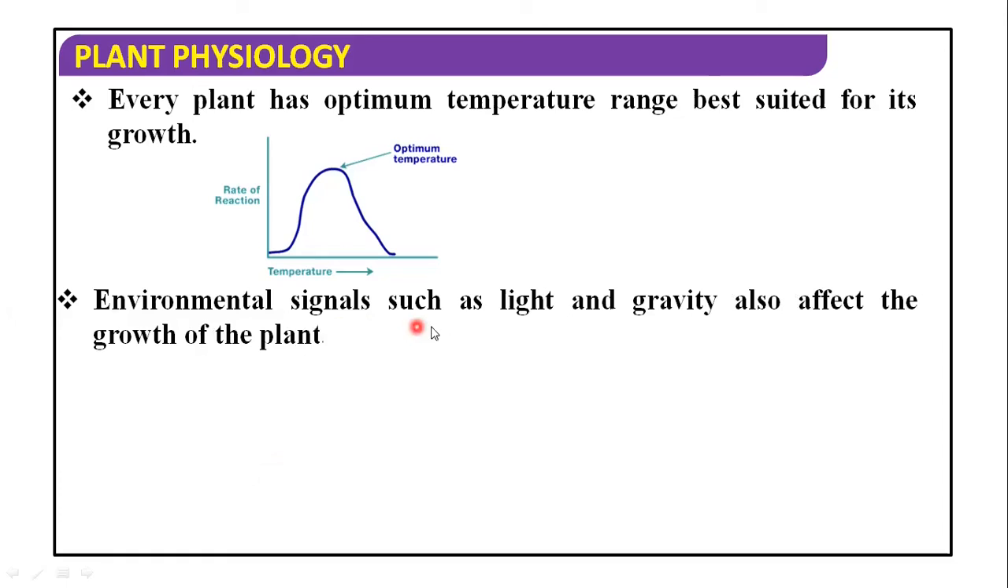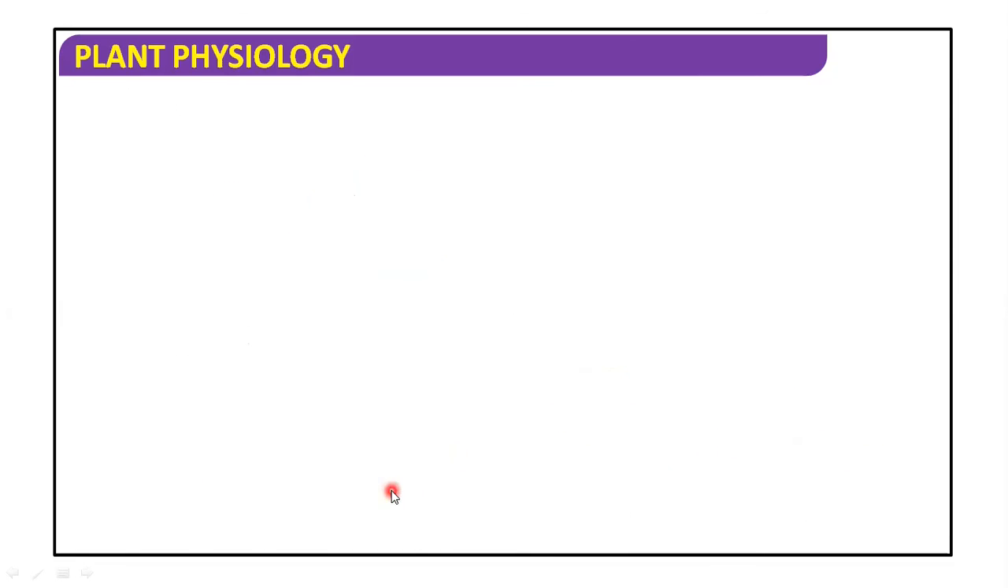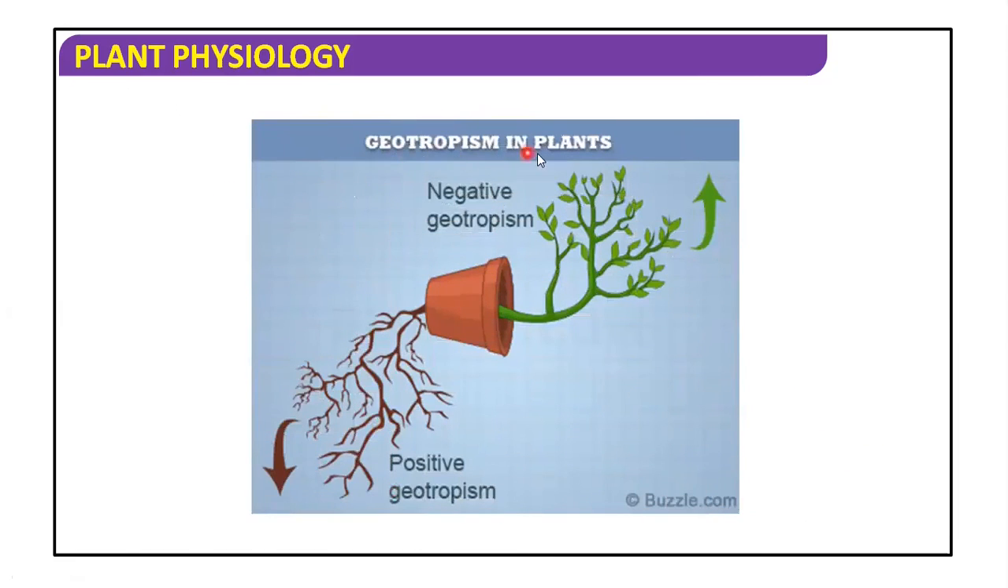So environmental signals such as light and gravity, meaning gravitational growth and growth towards the light, are very important in the plant. See, these are the examples. Here is the growth towards light. In darkness, the plant cannot grow. Geotropism in plant: this is negative geotropism and this is positive geotropism.